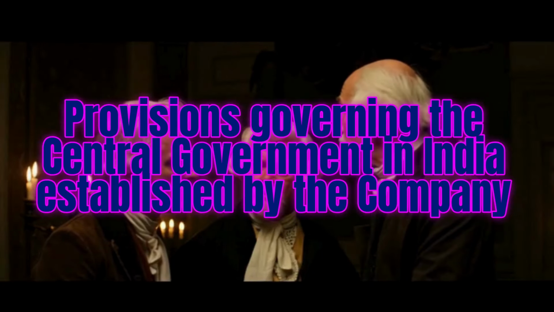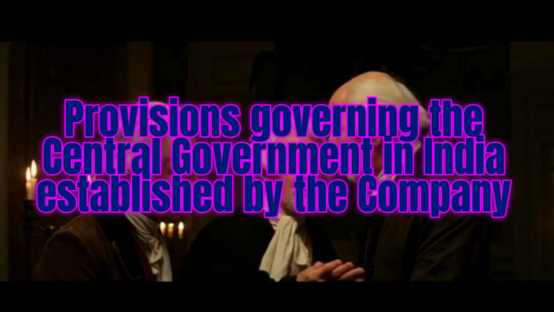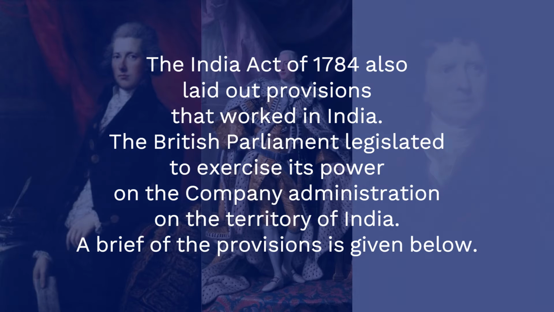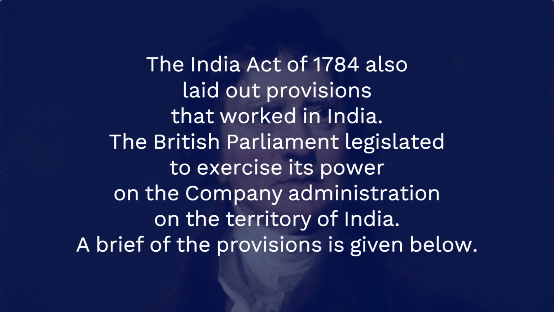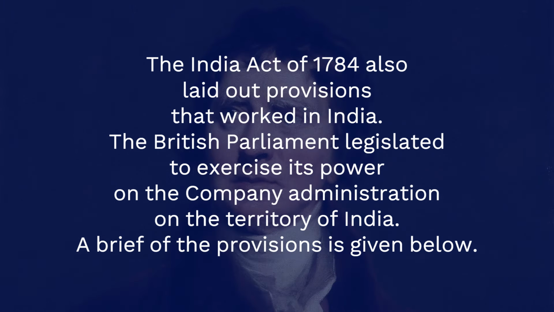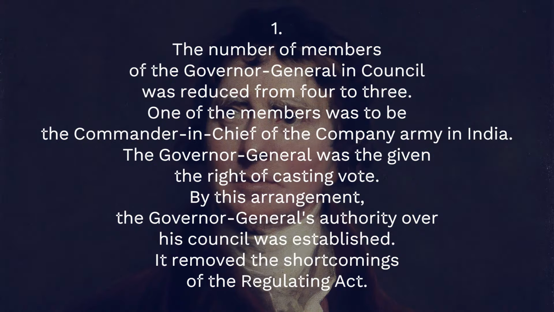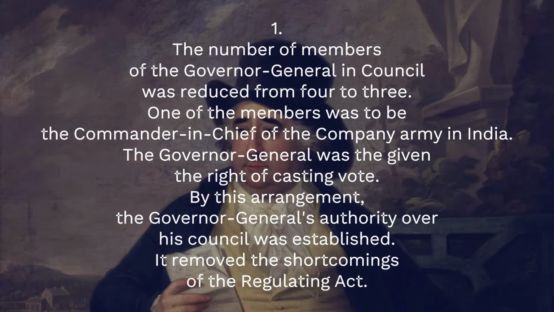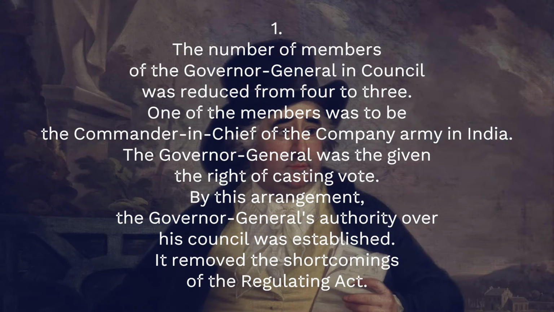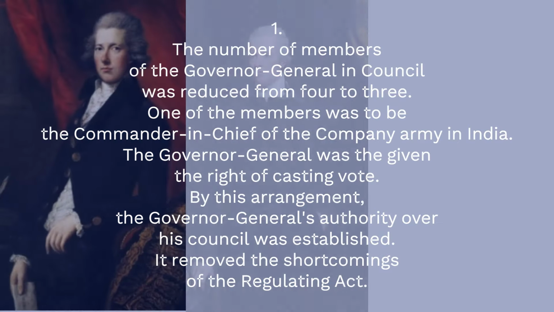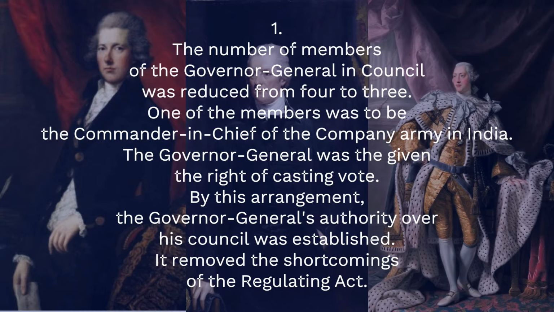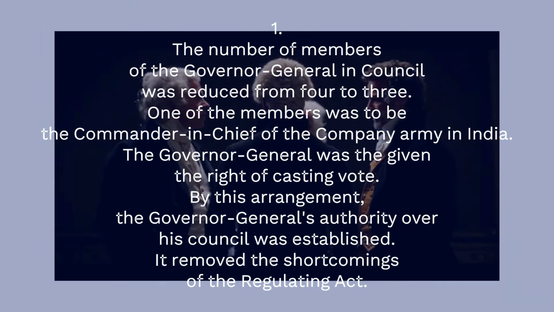Provisions governing the central government in India. Established by the company. The India Act of 1784 also laid out provisions that worked in India. The British Parliament legislated to exercise its power on the company administration on the territory of India. A brief of the provisions is given below. 1. The number of members of the Governor-General in Council was reduced from 4 to 3. One of the members was to be the commander-in-chief of the company army in India. The governor-general was given the right of casting vote. By this arrangement, the governor-general's authority over his council was established. It removed the shortcomings of the Regulating Act.